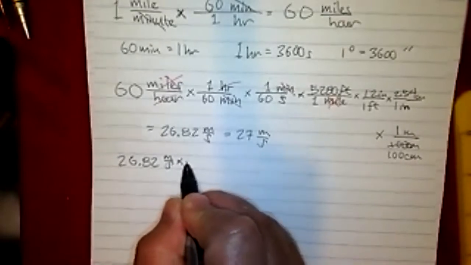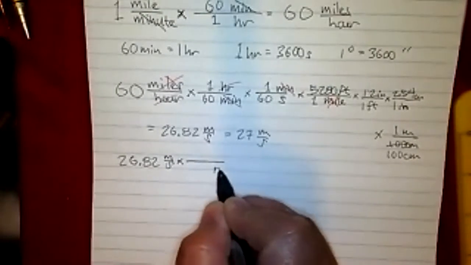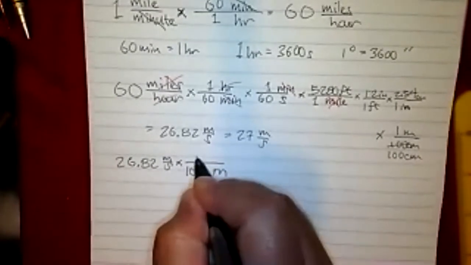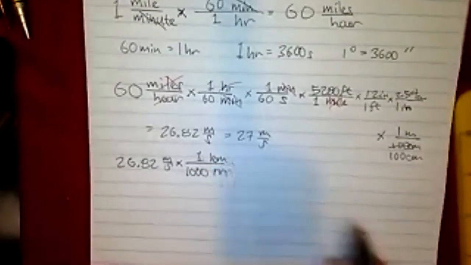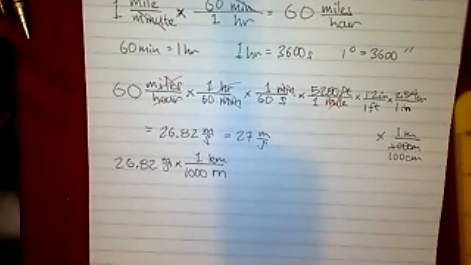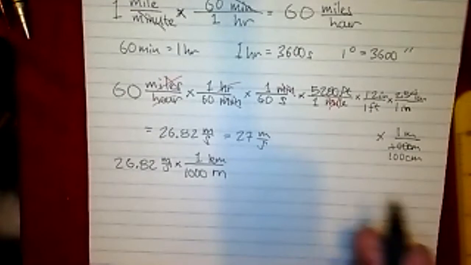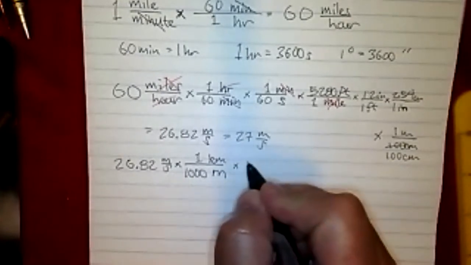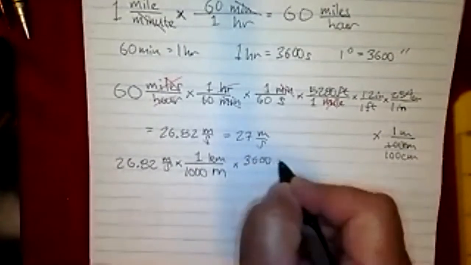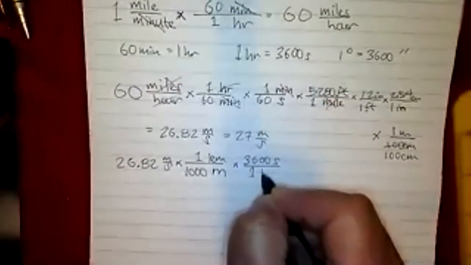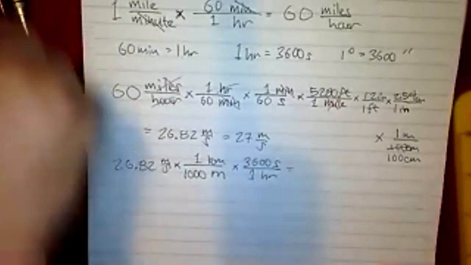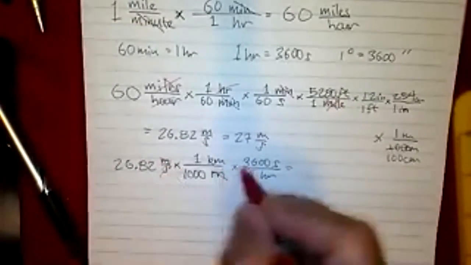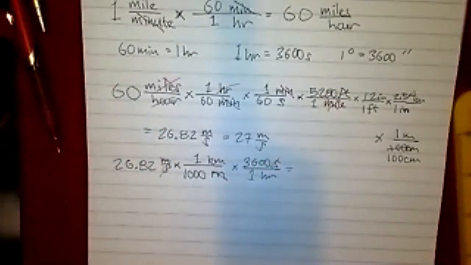First off, we know that I want to get rid of the meter in the top, so I'll put meter down here in the bottom, and I know that there's 1,000 meters in 1 kilometer, so that brings me to kilometers per second. And then I also know that I want to get rid of the second in the bottom, and I know that there's 3,600 seconds in 1 hour. So clearly we can see that the meter canceled out with the meter, the second canceled out with the second, and I'm left with kilometers per hour.